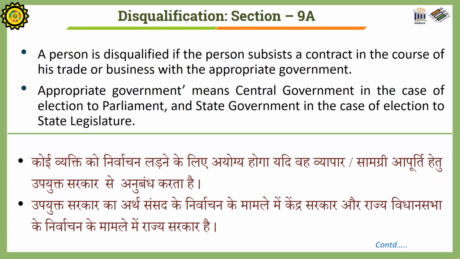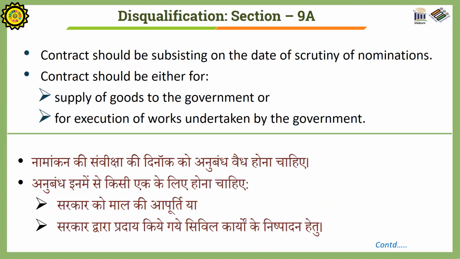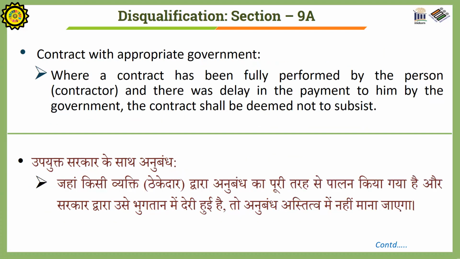Section 9A. A person is disqualified if a contract subsists in the course of his trade or business with the appropriate government. Appropriate government means the central government in the case of election to parliament and the state government in the case of election to state legislature. The contract should be subsisting on the date of scrutiny of nominations. The contract should be either for supply of goods to the government or for execution of works undertaken by the government.